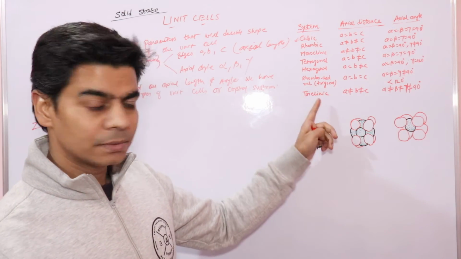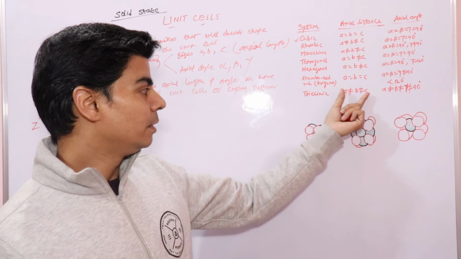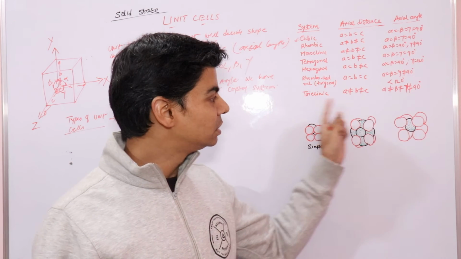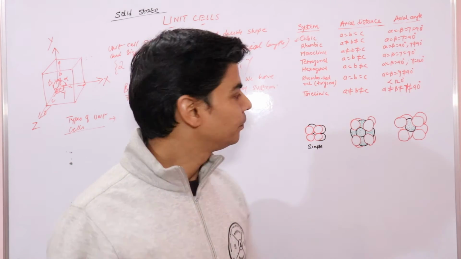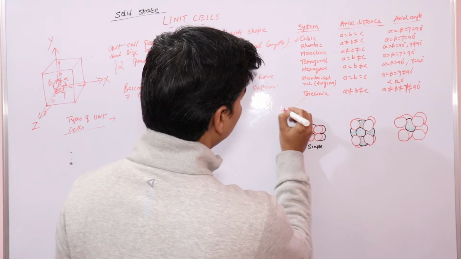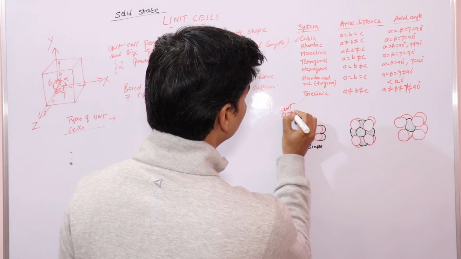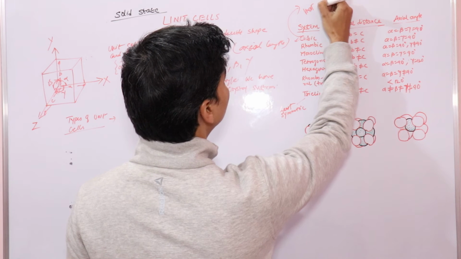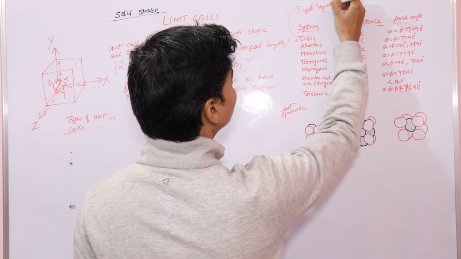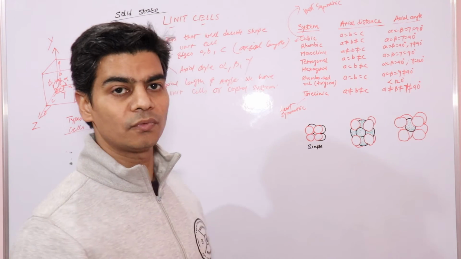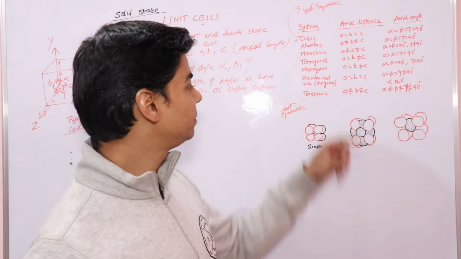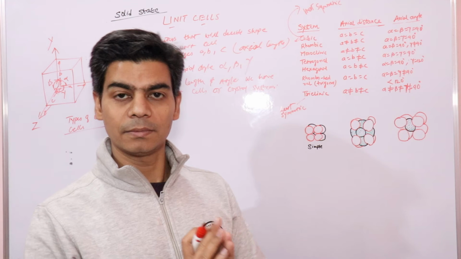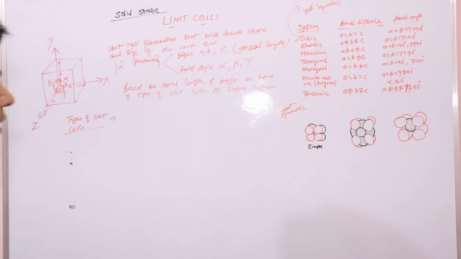And the triclinic, the last one, where none of the axial lengths are equal and none of the axial angles are equal, is the least symmetric unit cell. So cubic, which is the simple form of unit cell, is most symmetric, and triclinic is least symmetric, because all axial lengths and axial angles are different in the case of triclinic.